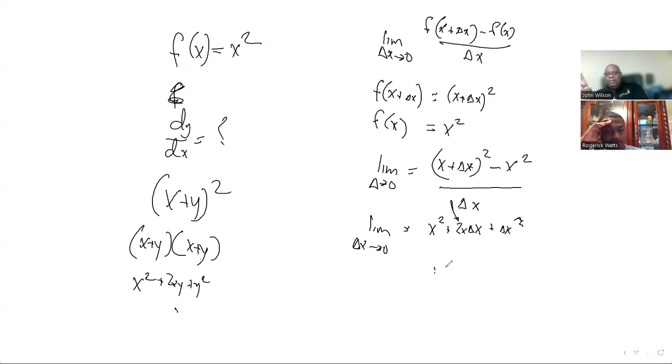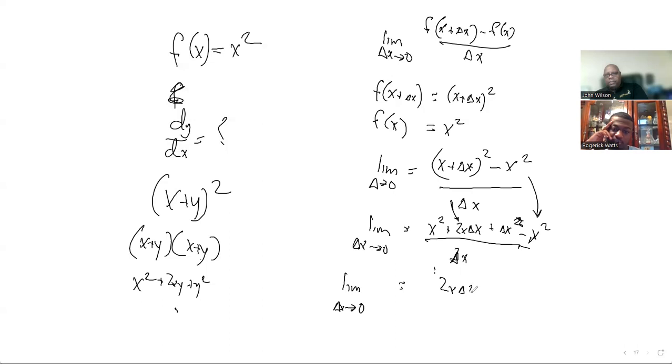Remember, we never get an explanation in the cliffhanger. Divided by delta x. Oh, I'm sorry, that's the last term here: minus x squared. Don't forget the minus x squared, right? What's x squared minus x squared? 0.